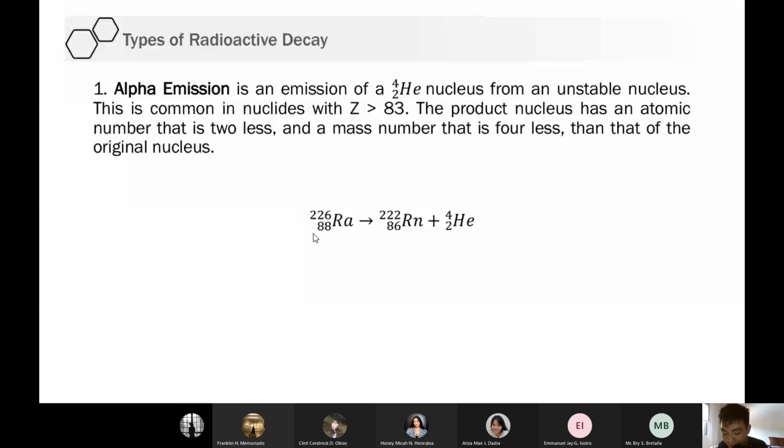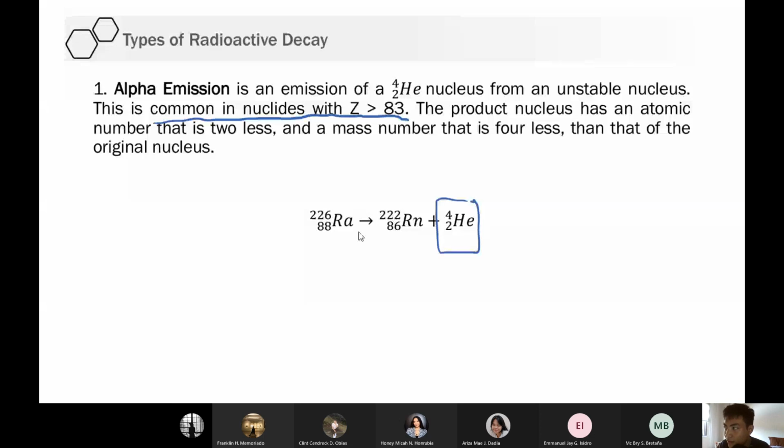Kailan to nangyayari? Ang alpha emission, nangyayari to when your nuclide, this is common when your nuclide has Z greater than 83. Ibig sabihin, greater than bismuth yung element mo. For example, polonium. Okay, so it can start undergoing alpha emission. Okay. So again, alpha emission is common when your Z or your proton number is greater than 83. So ano yung nagiging product kapag alpha emission? The alpha particle or helium.